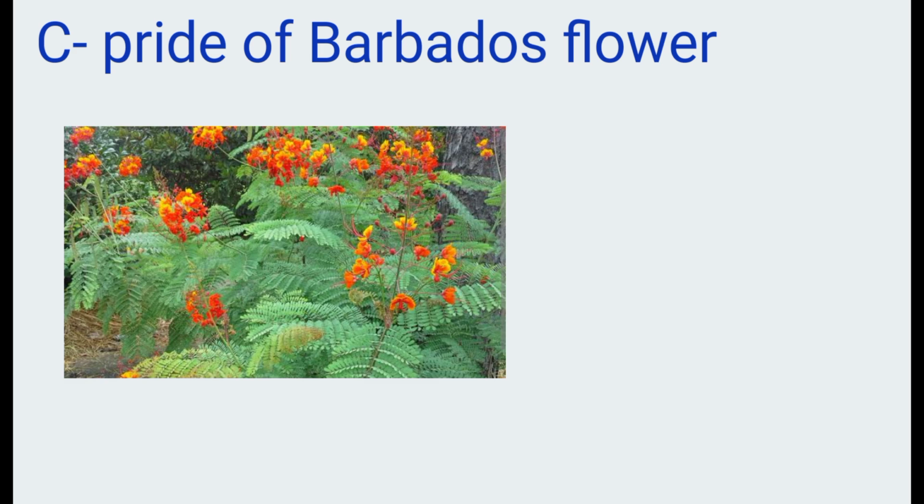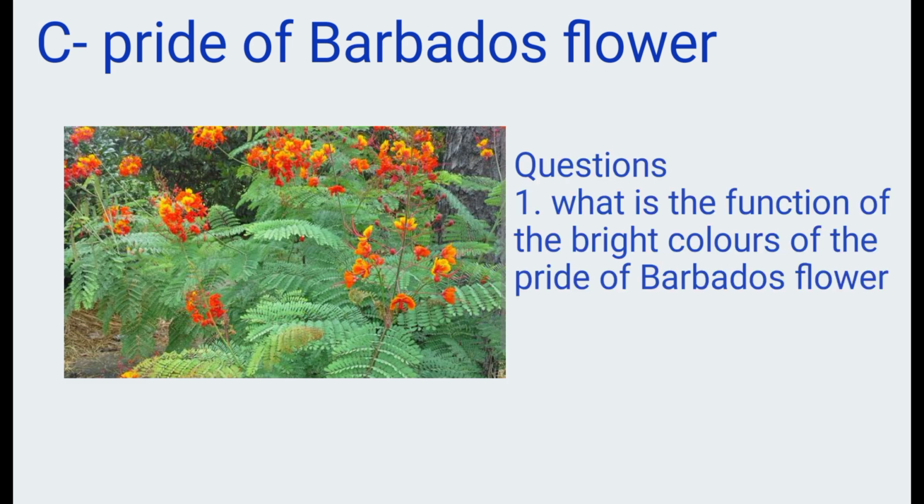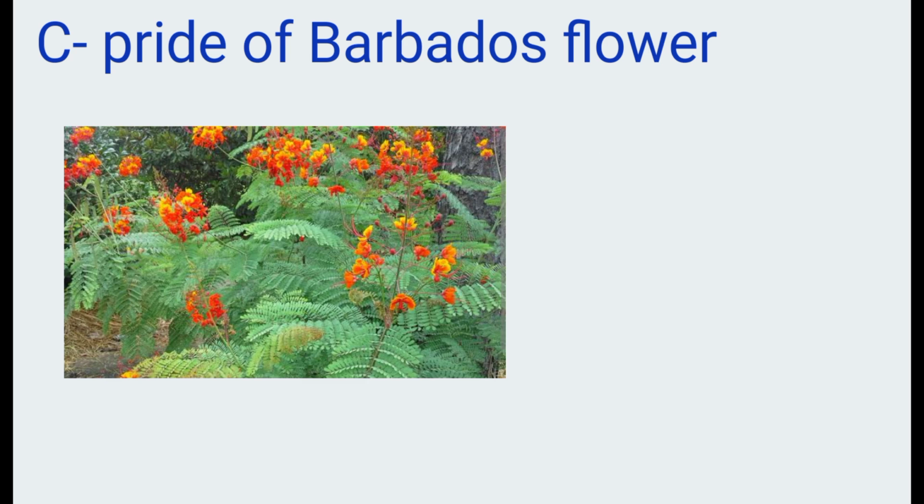Before we continue, let's look at some possible questions that can be asked on this particular specimen. Number 1. What is the function of the bright colors of the Pride of Barbados? Now here is the answer. The bright colors of the Pride of Barbados flower serve to attract pollinators, such as bees, butterflies, and hummingbirds. The vibrant colors act as a visual signal, drawing pollinators to the flower and increasing the chances of successful pollination.